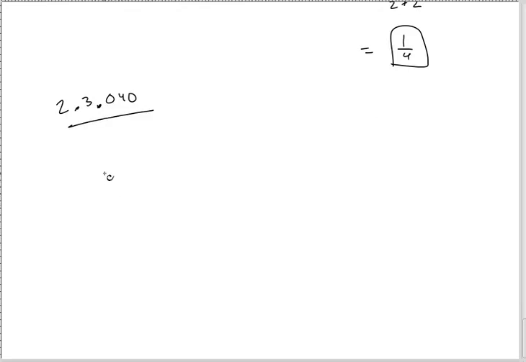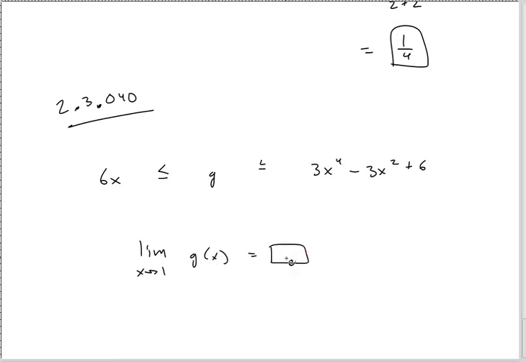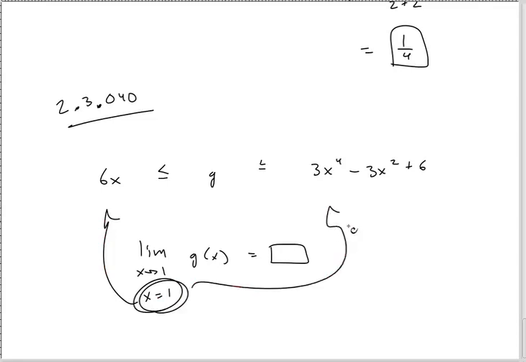All right, so this next problem is a little bit more easy. I got 6x is less than or equal to g, which is less than or equal to 3x to the 4th minus 3x squared plus 6. And they say, what's the limit as x approaches 1 of g of x? I know this is kind of weird. What's going on is they're trying to sandwich this value in on both sides. They're saying that x is equal to 1, okay? So why don't I just plug in x equals 1?